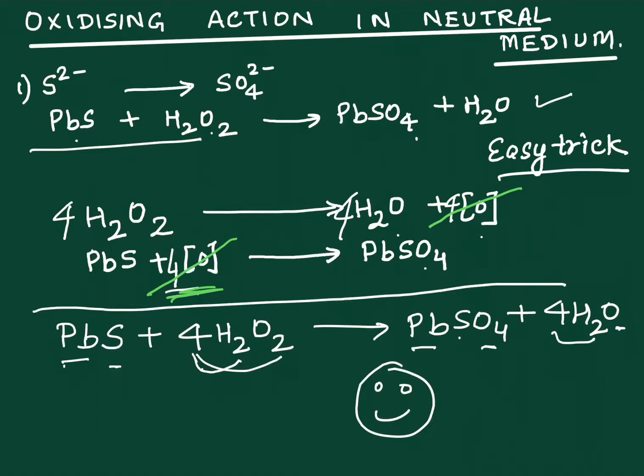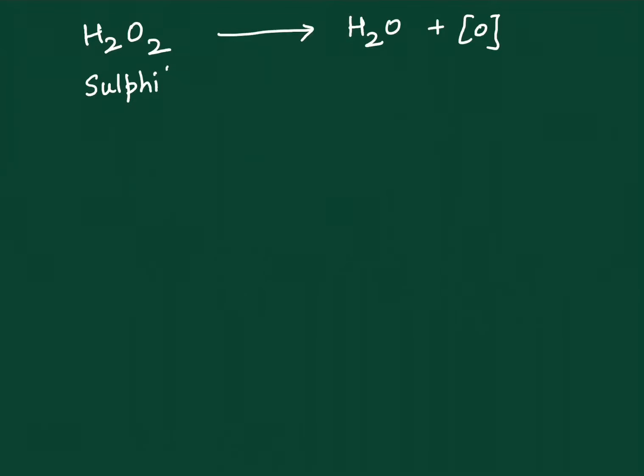Would you like to try the other equations? Go ahead. Again, the first step of your reaction is hydrogen peroxide breaking down to give you water and nascent oxygen. So let's do that. H2O2 breaking down to give us water and nascent oxygen. That's my first step. Now the second equation that I want to write is sulfites to sulfates. Right? This is what we have to write.